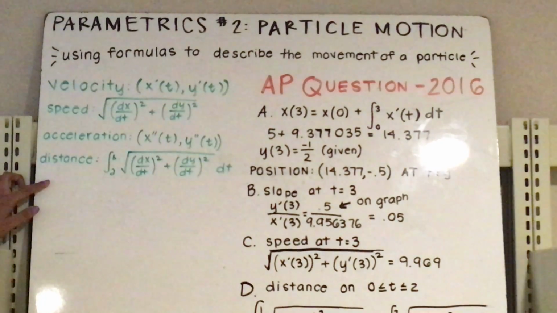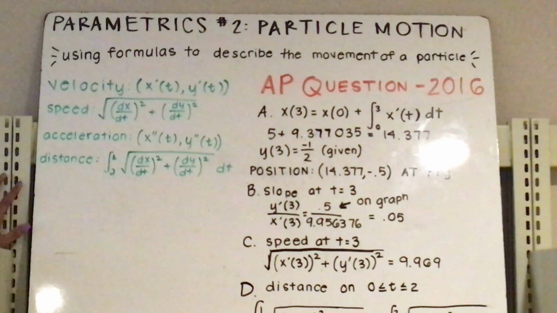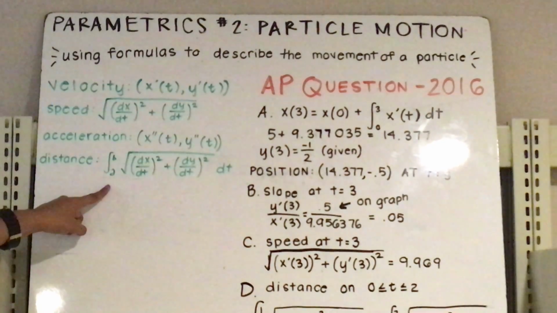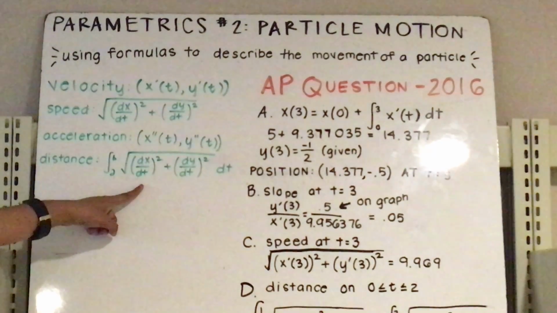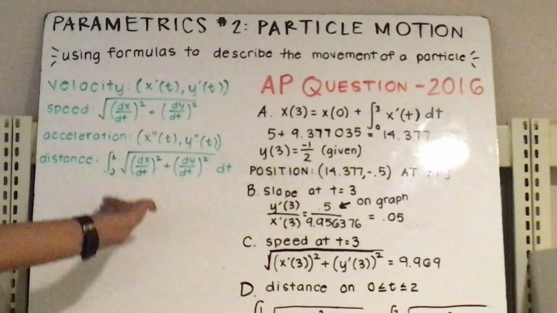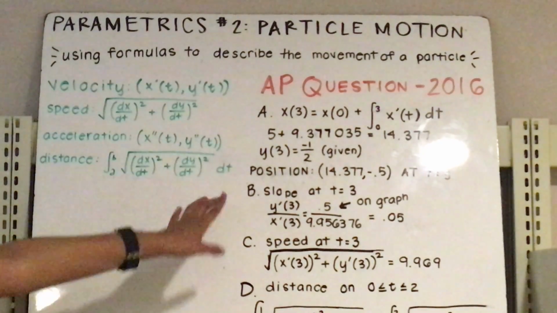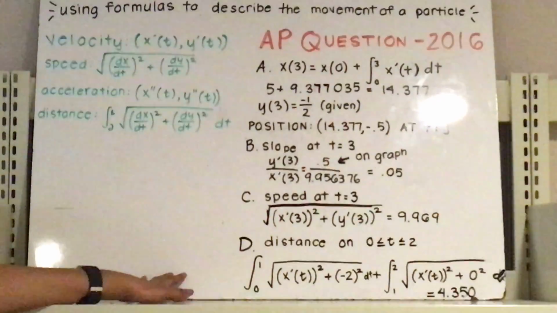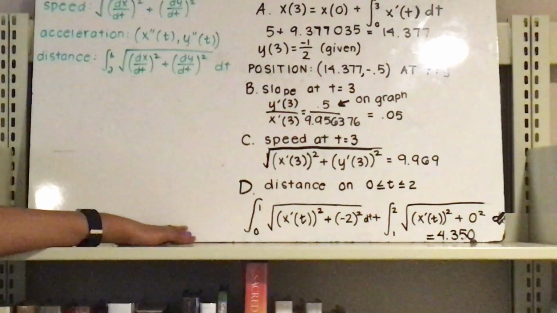And then you have distance, which we've talked about before, that's also known as arc length. So that's the integral from a to b of the square root of (dx/dt) squared plus (dy/dt) squared, dt. So on the right here, I have an AP question written down. This was number 2 on 2016.